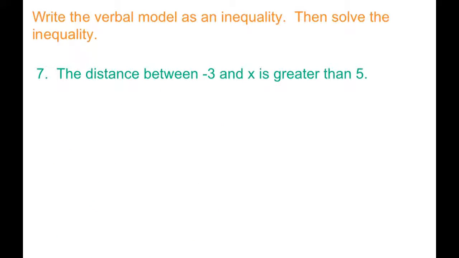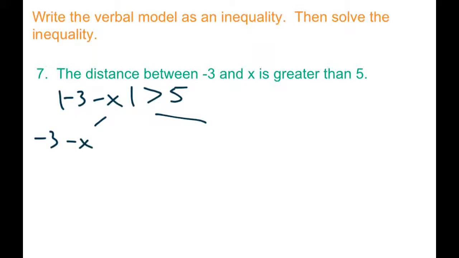Alright, same kind of problem here. It's an absolute value problem, and the distance is subtracting. So negative 3 minus x for the distance between negative 3 and x, and greater than 5. Alright, break this up into two parts. Negative 3 minus x is greater than 5. Greater is or. Negative 3 minus x, change it to less than and make it negative 5.